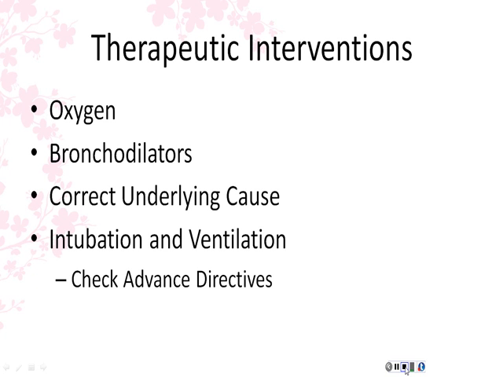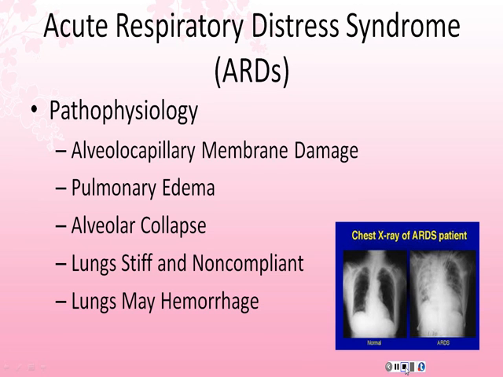Acute respiratory distress syndrome, ARDS. Here, the alveolar capillary membrane is damaged and chemical mediators are released, causing the membranes to become leaky, causing this pulmonary edema. And then there's alveolar collapse, and then fibrotic changes that take place, causing the lung to become stiff and less compliant. And then the lungs may hemorrhage as the condition worsens as well.